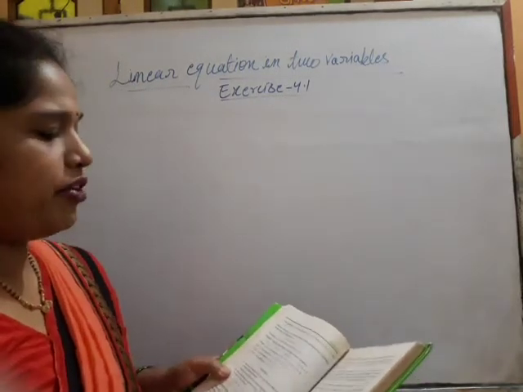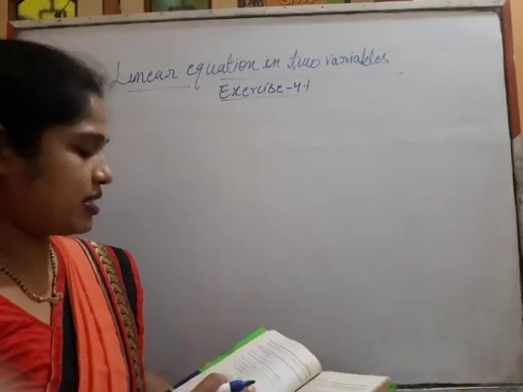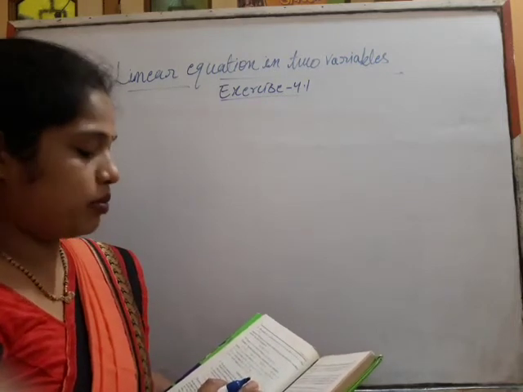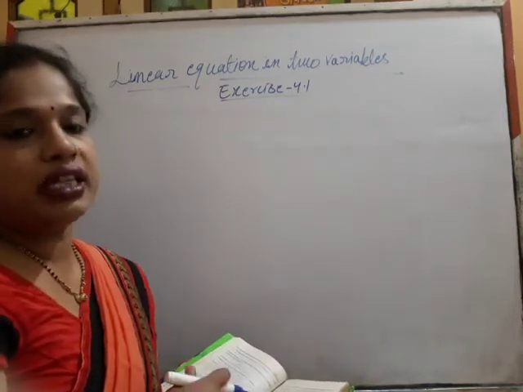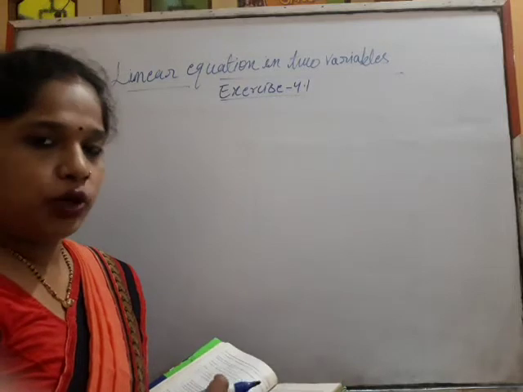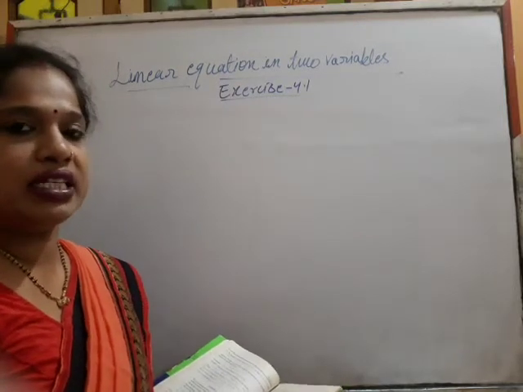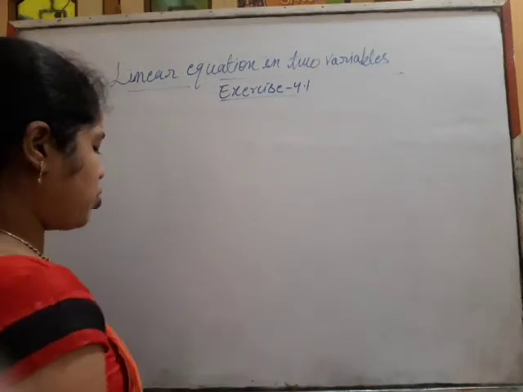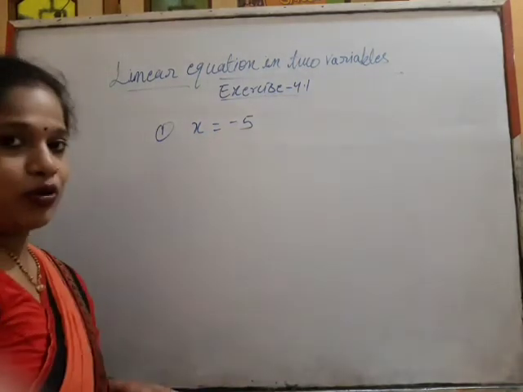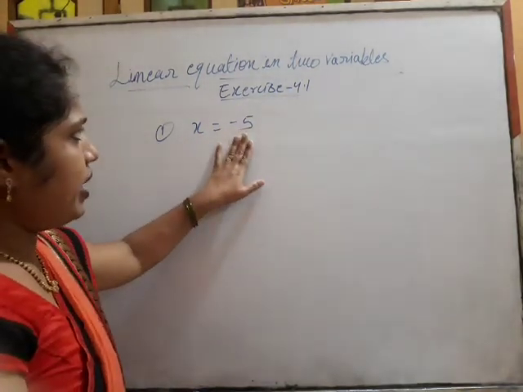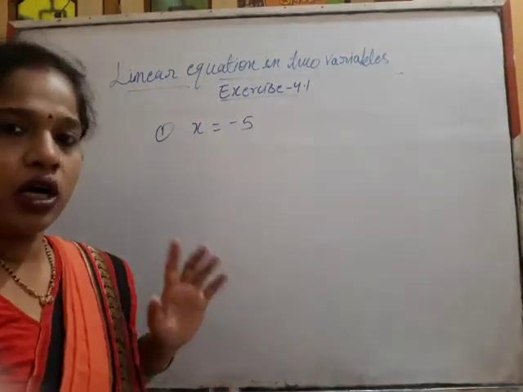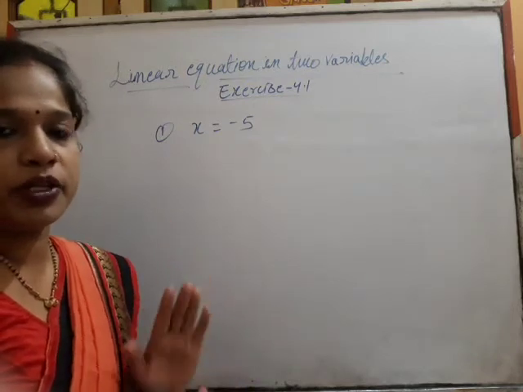Let us have one example from the same exercise. Example number 2: write each of the following as an equation in two variables. We first write the equation in linear form in two variables and compare it with the standard form. The first question is x equals to minus 5. Here x is the variable and this minus 5 will serve the purpose of the constant.